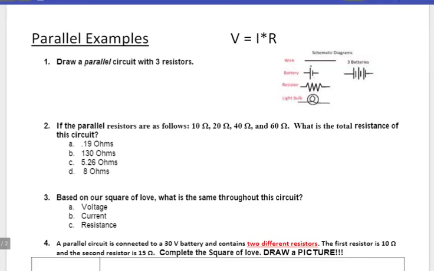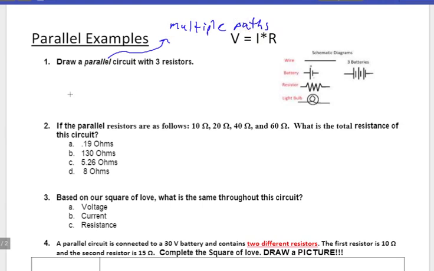Alrighty guys, let's go ahead and get started with our parallel examples. First thing we need to do is draw a parallel circuit, and we should remember that a parallel circuit is a circuit that has more than one path. So we're just going to say that a parallel circuit has multiple paths, and we'll see what that looks like in just a sec.